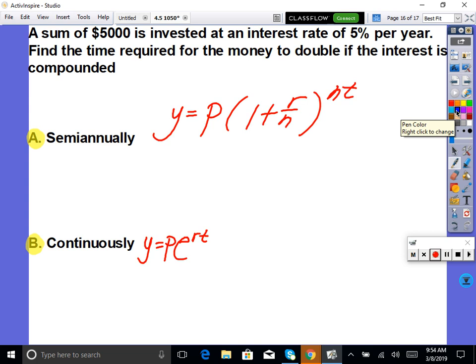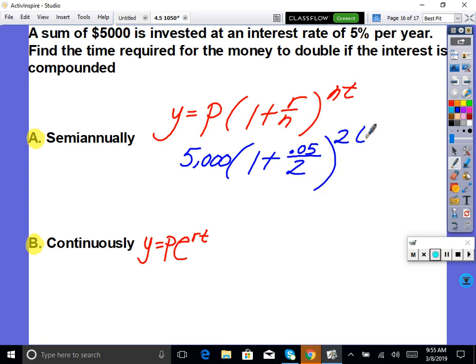So the sum of $5,000 is invested at an interest rate of 5% per year. Isn't the put down amount in this problem 5,000? Then we have 1 plus our interest rate, 0.05. Since it was semi-annually, n is the number of times a year, so that would be 2. Raised to the 2t. Now we don't even have an equation. Equals what? They want the money to double. Therefore, in the end, we would have 10,000.